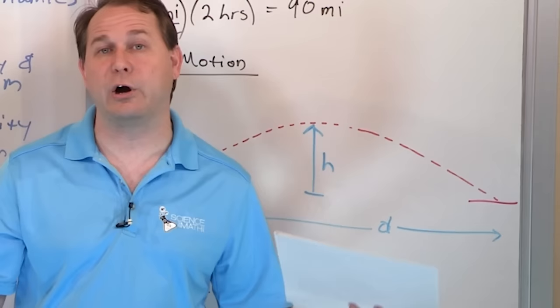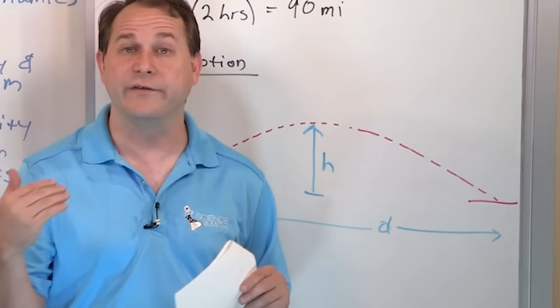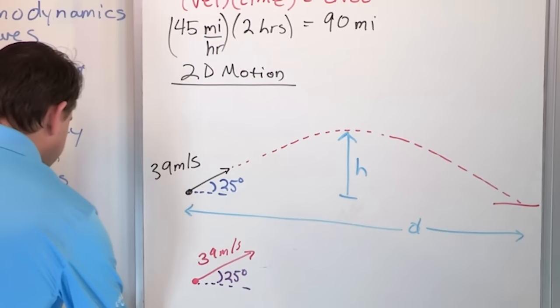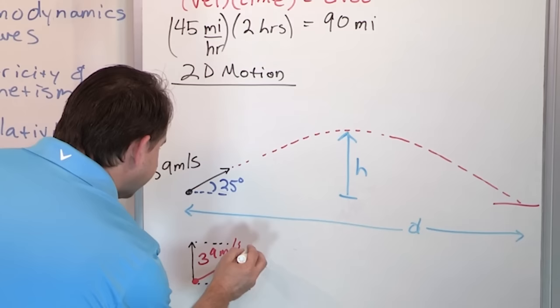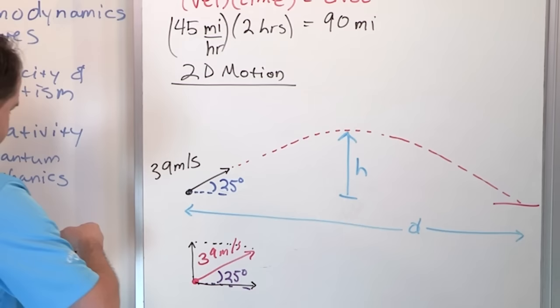We break it up into how fast is it going horizontally, the horizontal part of the motion, and how fast is it going up and down, the vertical part of the motion. So I might have a vertical part. See, it kind of comes over to where the tip of the arrow is. So this is going to be a vertical part of that motion, and this is going to be a horizontal part of the motion.